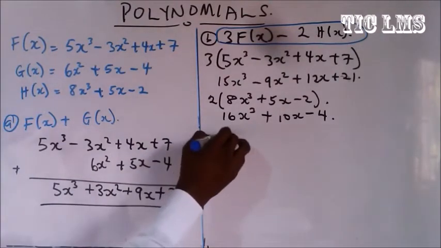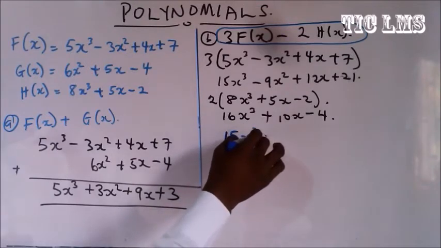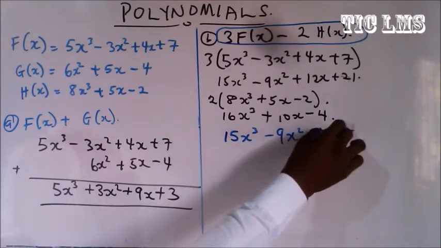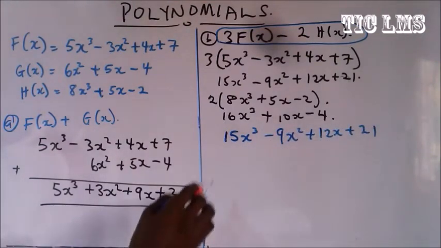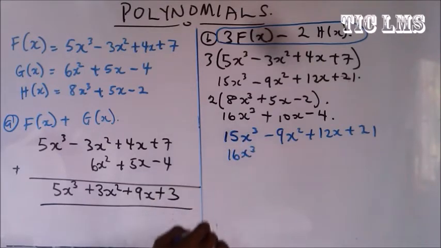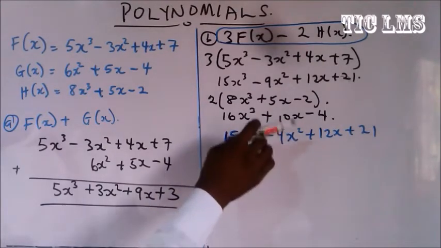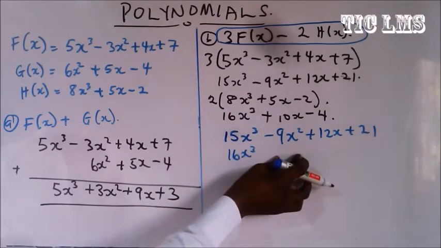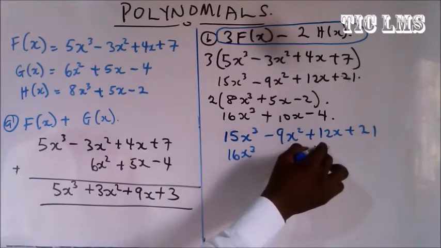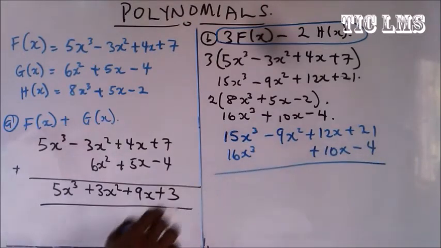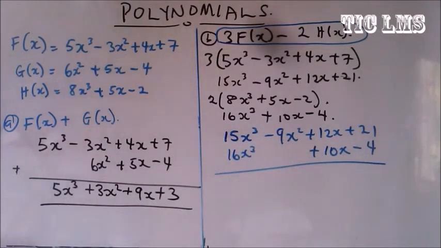We have 15x raised by 3 minus 9x squared plus 12x plus 21. And then we have 16x raised by 3. It needs to correlate with the raised by 3 on top. So we have 16x raised by 3. And next we have plus 10x. So meaning here we do not have x raised by 2. So we'll leave this place blank. And then we'll move on to this place, which is plus 10x. And then minus 4. Now there's no crime in leaving that blank.